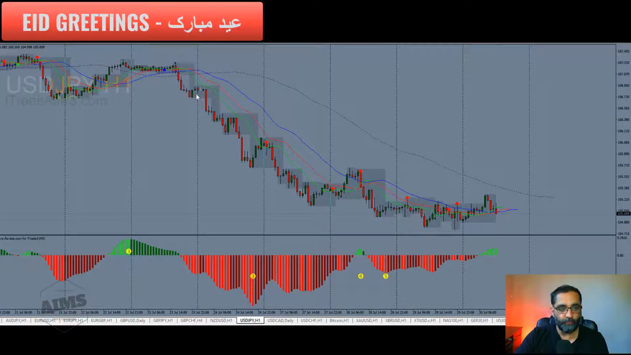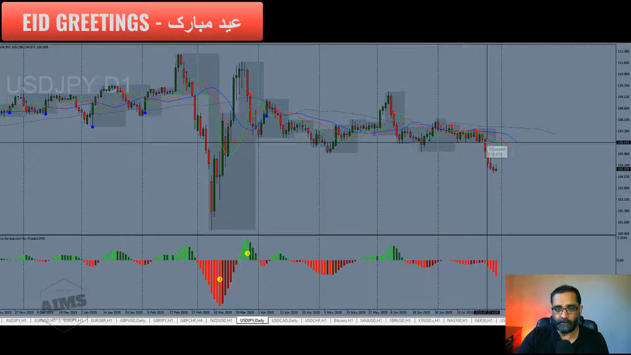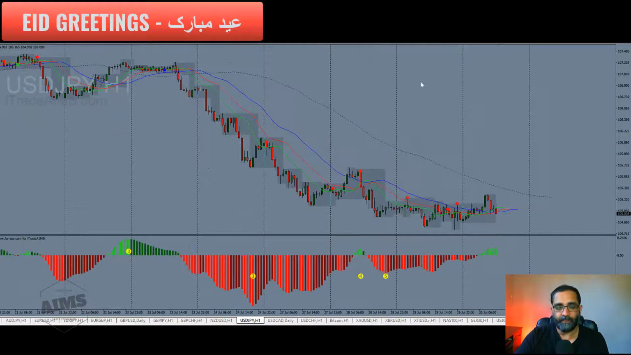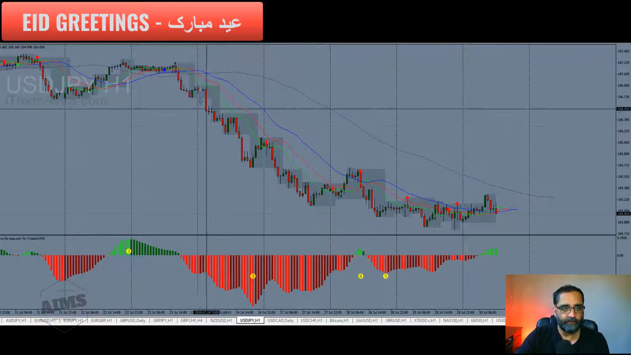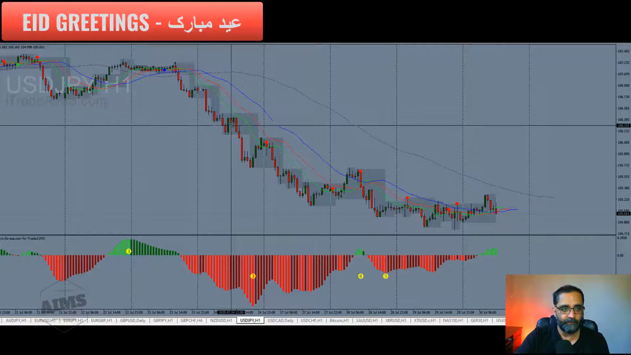Dollar yen again moved really nicely. What we did is we caught it on the daily over here, and I'm out already. And there was another trade that I took using the seed mechanism. So the seed mechanism actually triggered here. This is the seed, and I took the trade, and my target point was 100 pips, which was hit.